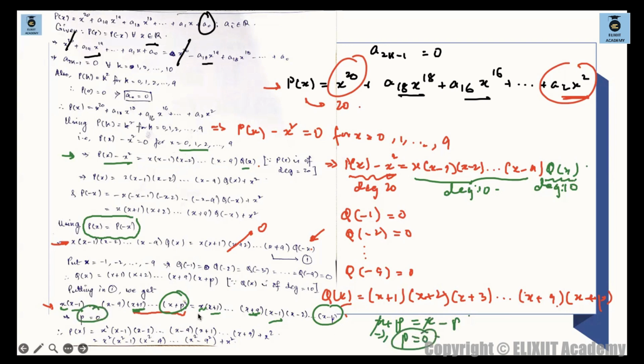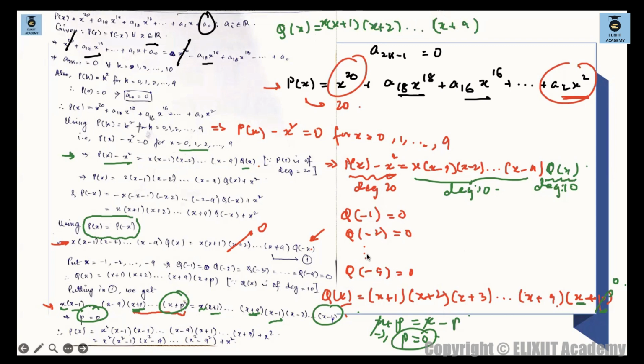You will obtain p is 0. p is 0 means this part is 0. So you will find out what is q of x. What is q of x? q of x will be x plus 1, x plus 2, x plus 3 and so on till x plus 9 multiplied by x. Clear? You have found what is q of x. If p is 0, then q of x will be x plus 1, x plus 2 and so on till x plus 9 multiplied by x.